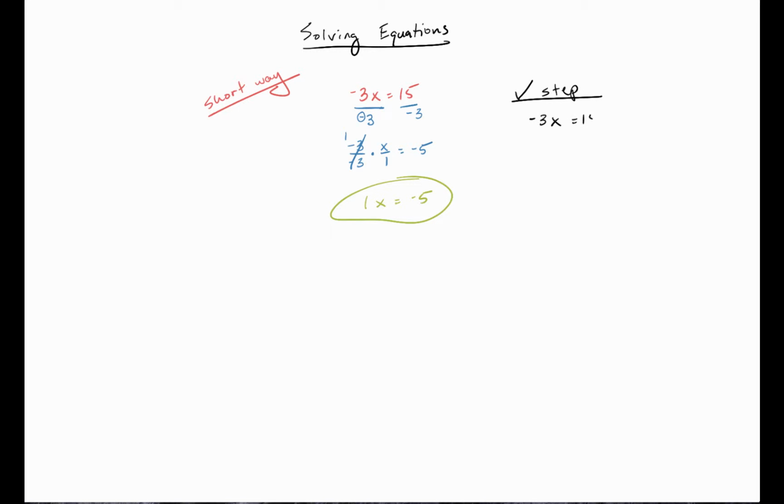So we're going to do our check step one more time here. Plug in what we claim is the value of x, negative 5. Negative 3 times negative 5 is, of course, 15. 15 equals 15. I know that I have the correct answer.